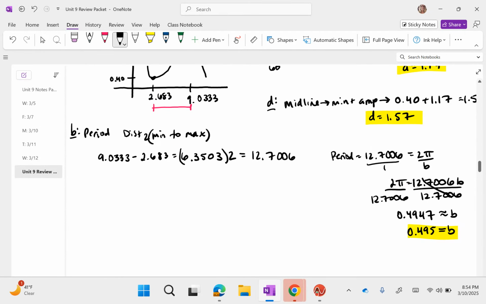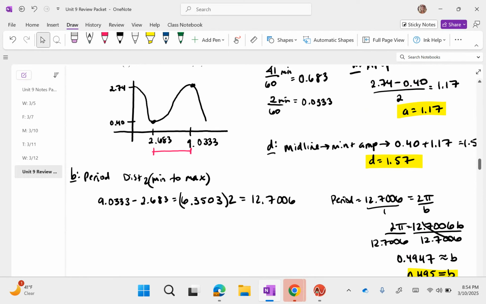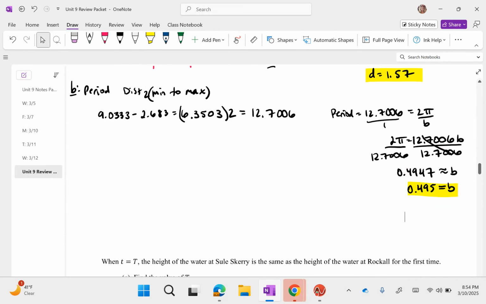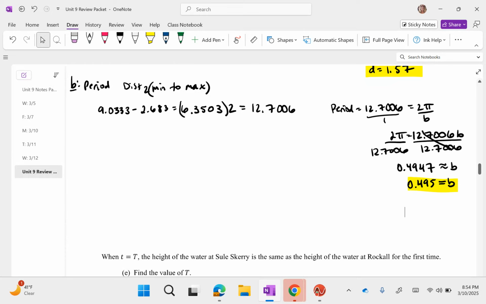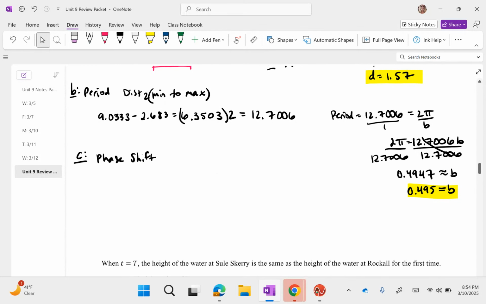So the phase shift is kind of hard to conceive given the graph. So what I'm going to do is use a point as a clue and see if that kind of helps me, right? So far I have a ton of information on this thing. I'm trying to find the phase shift. So far my amplitude is going to be 1.17.